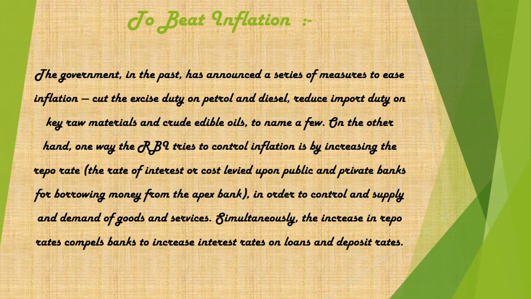To beat inflation, the government, in the past, has announced a series of measures to ease inflation: cut the excise duty on petrol and diesel, reduce import duty on key raw materials and crude edible oils, to name a few. On the other hand, one way the RBI tries to control inflation is by increasing the repo rate, the rate of interest or cost levied upon public and private banks for borrowing money from the apex bank, in order to control supply and demand of goods and services. Simultaneously, the increase in repo rates compels banks to increase interest rates on loans and deposit rates.